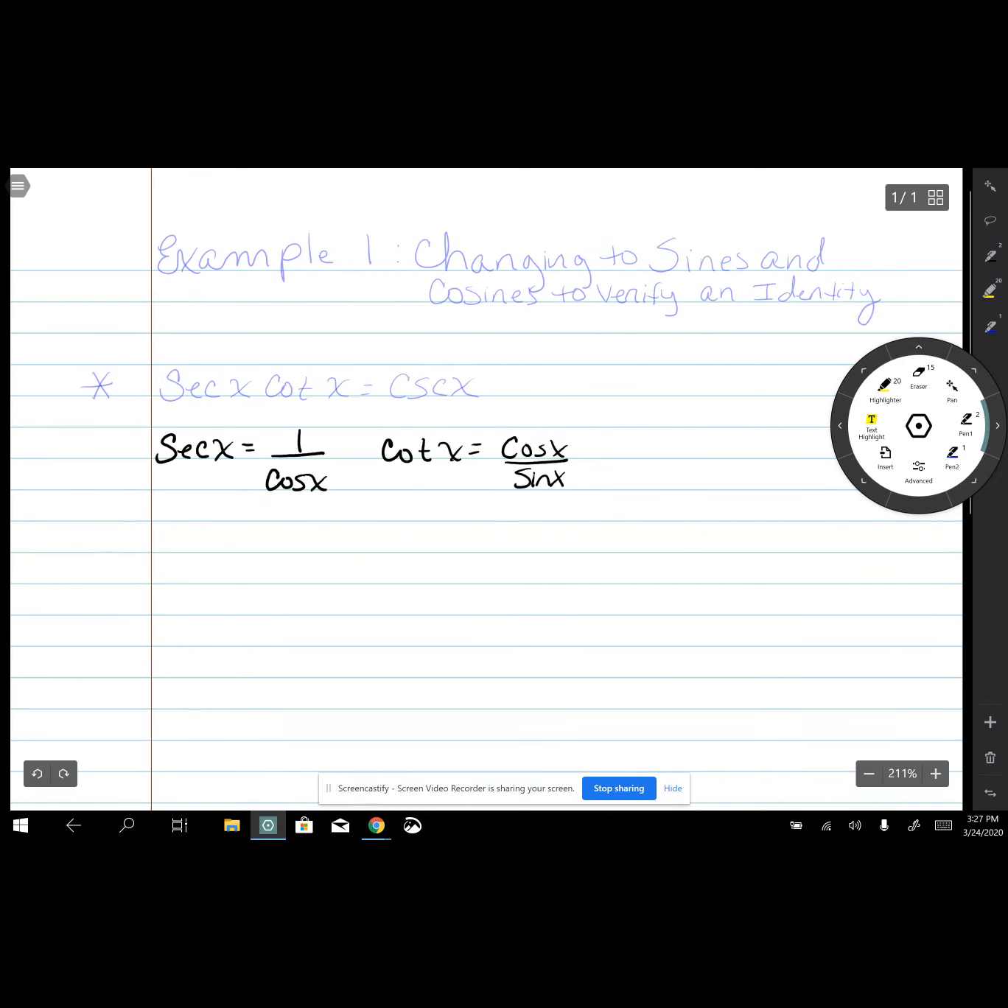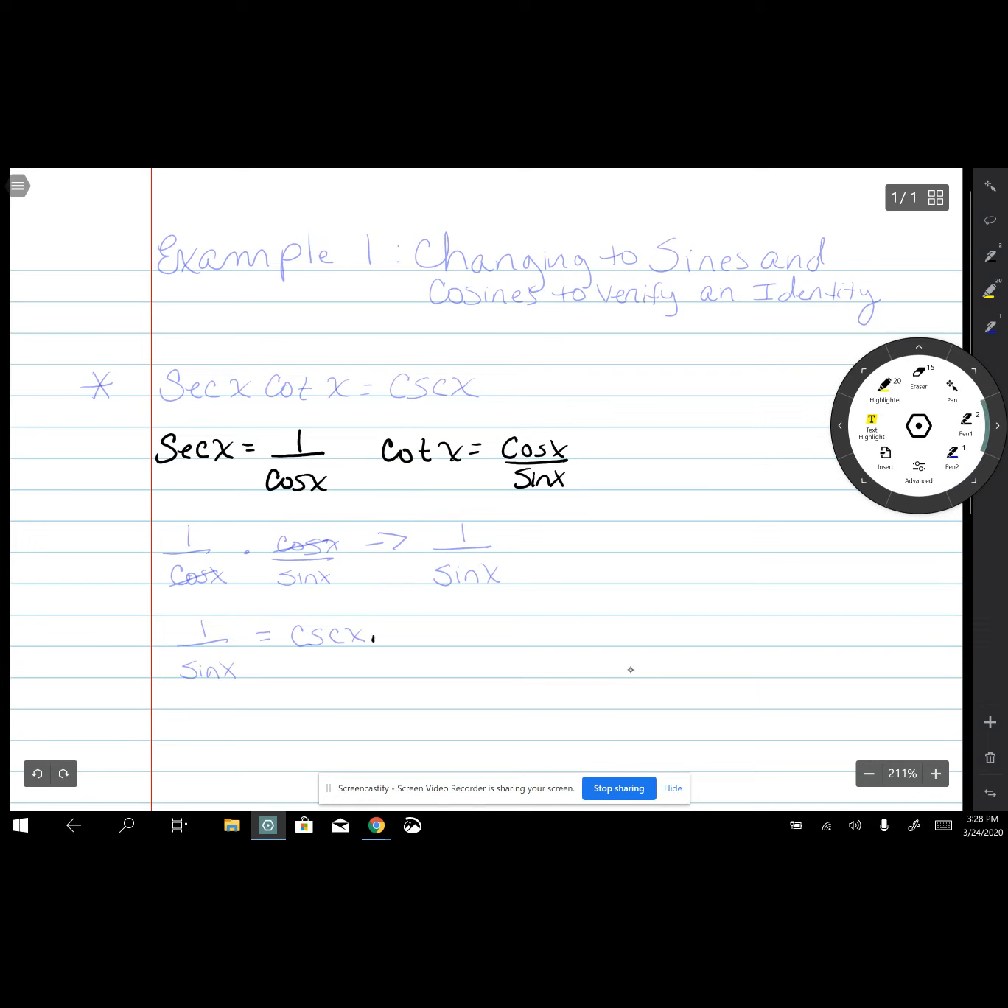Okay? I'm multiplying secant and cotangent, so now I'm going to put these back together. I'm going to go 1 over cosine of x times cosine of x over sine of x. I can do some cross canceling here. And this leaves me, notice I'm not putting in equal signs, this leaves me with 1 over sine of x. Well, we know that from our fundamental trig identities, 1 over sine x is the same thing as cosecant of x.